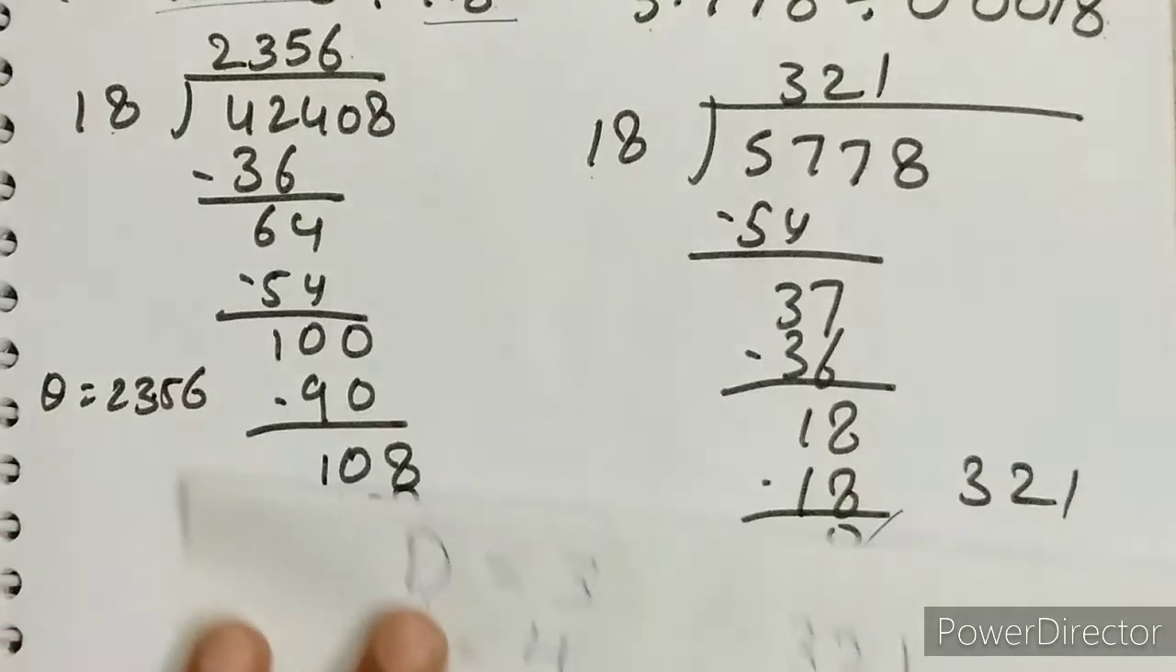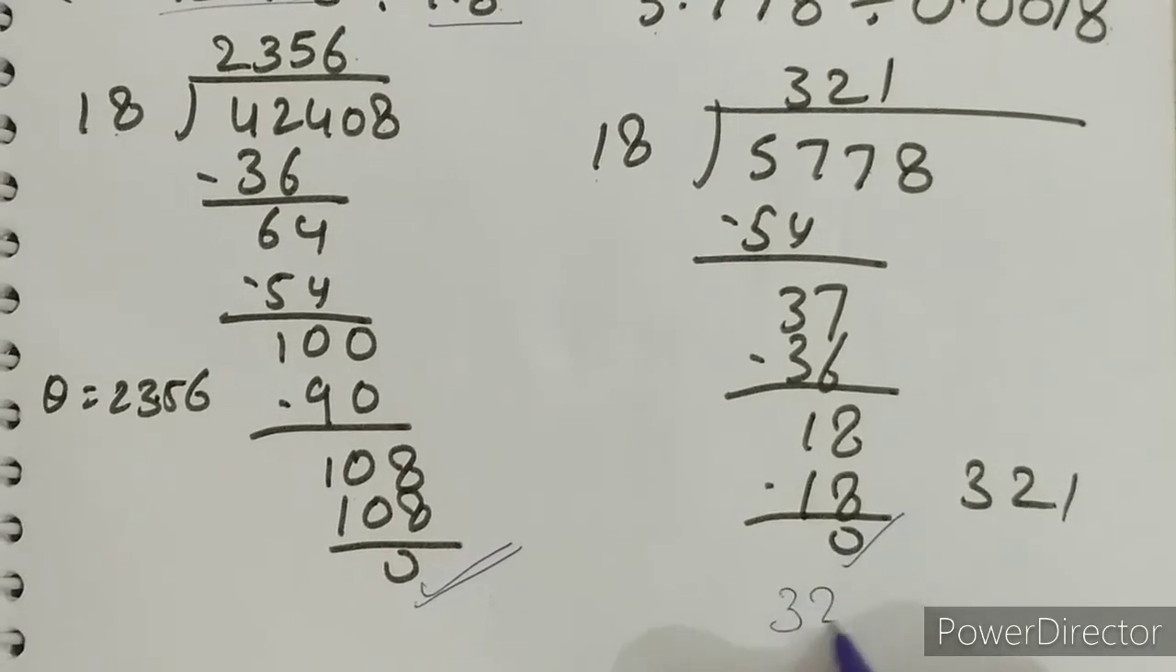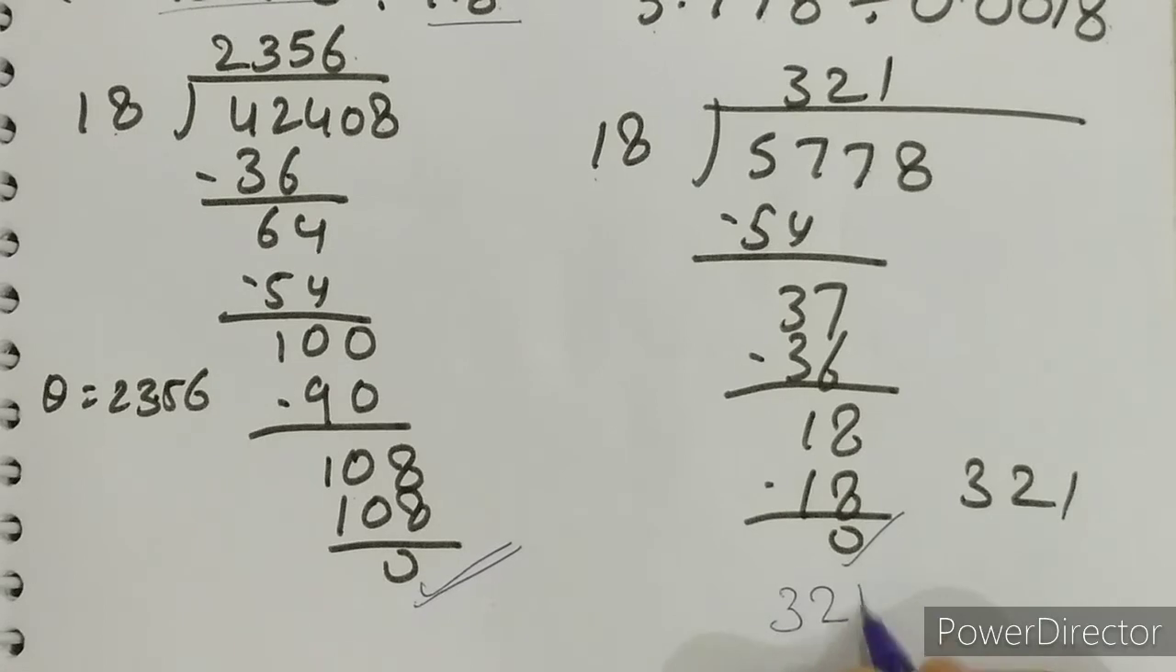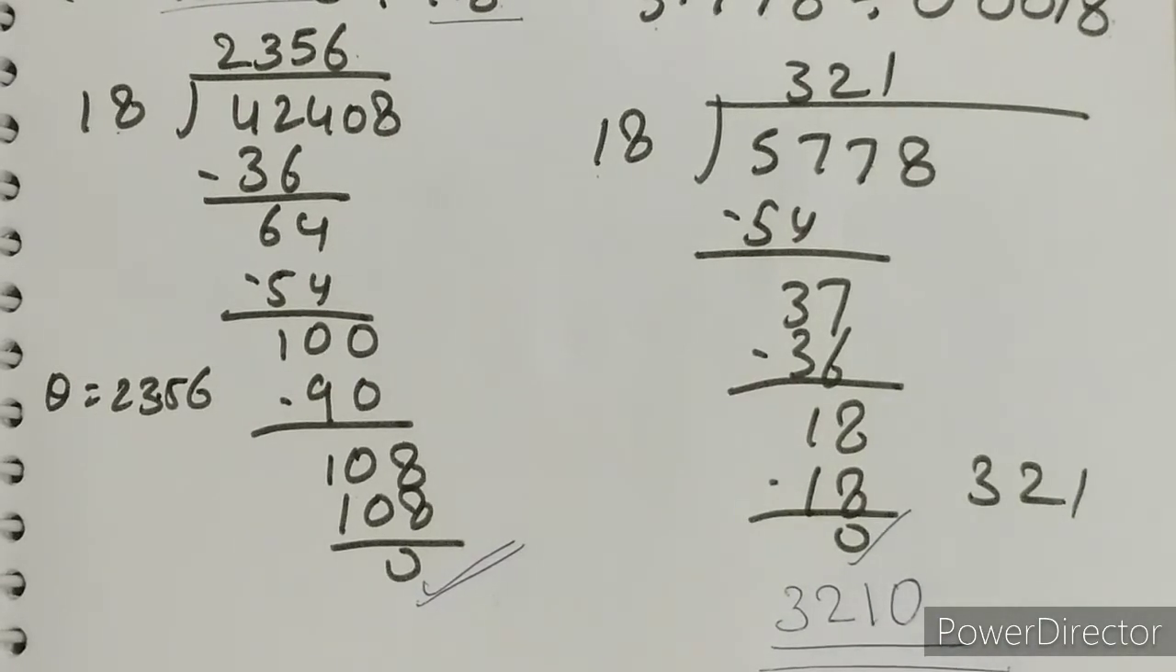So here I will put a 0. Okay, so our final quotient will be 3210. Okay? So keep in your mind when you have to put the point or decimal in the division.